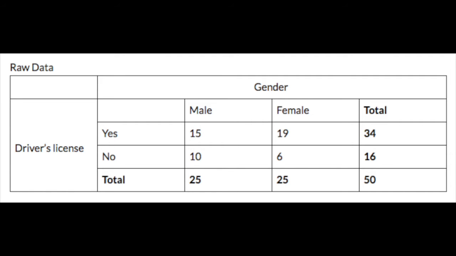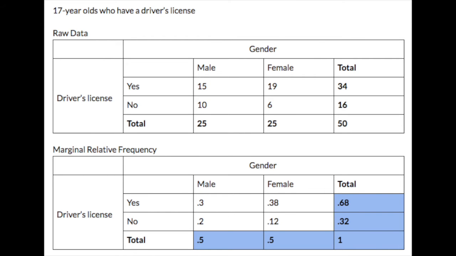Let's talk about two-way tables in more detail. Two-way tables describe two categorical variables. In this example, our two variables are gender and whether or not they have a driver's license, and we're showing the raw data and the relative frequencies. To find marginal relative frequency, take the row or column total and divide it by the table total. For example, if we're trying to find the marginal relative frequency of 17-year-olds who have a driver's license, divide 34 by the total of 50, which gives you 0.68.